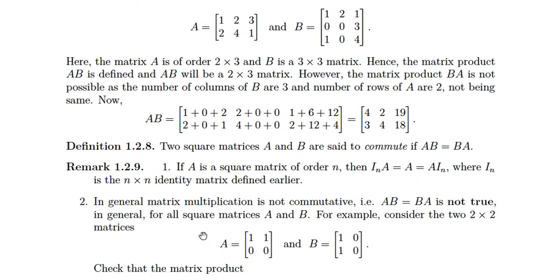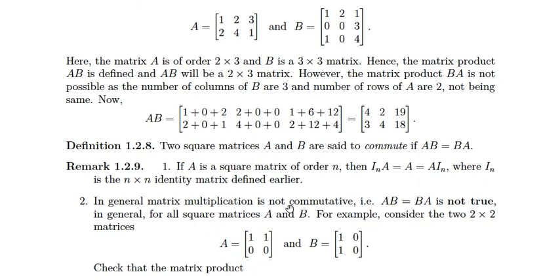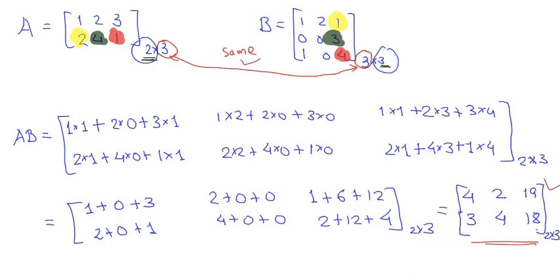As I said, in general, matrix multiplication is not commutative. First of all, it may not be defined. AB and BA both might not be defined. But suppose both are defined, both are possible, they may not be equal. For example, consider these matrices. A equals 1, 1, 0, 0, and B equals 1, 0, 1, 0. So let us compute AB. So let me remove this.